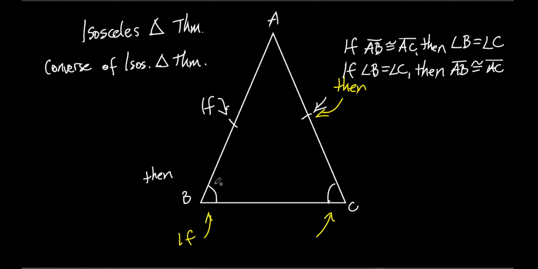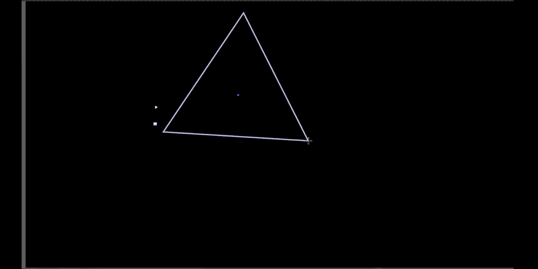See what else we got. And then I think that's it. Yep. We got one more thing, and it's pretty easy. And it kind of flows from this isosceles triangle theorem thing. So, yeah, let's draw another triangle. There we go. That's what I want.